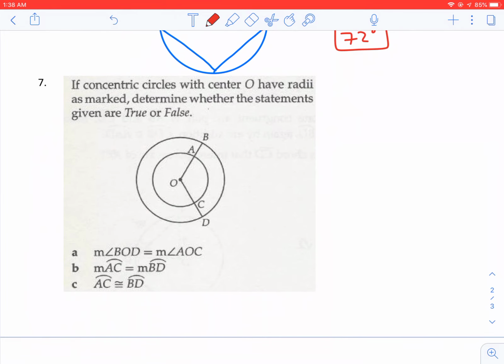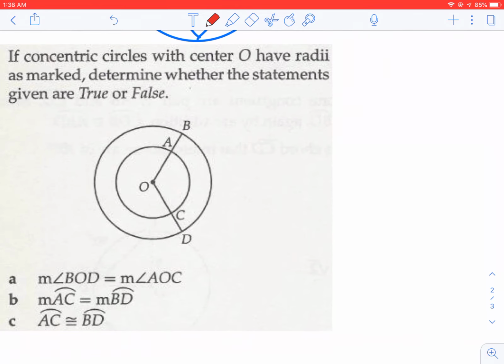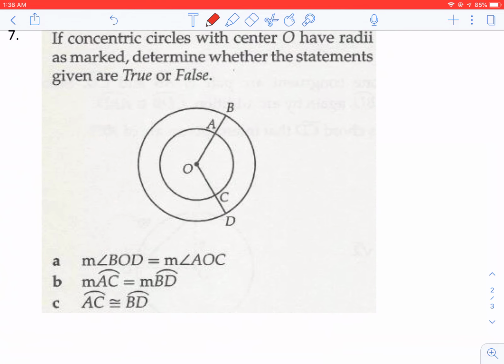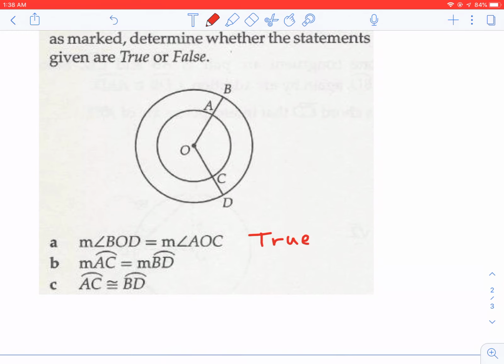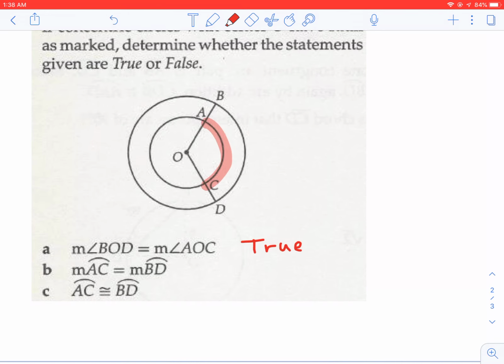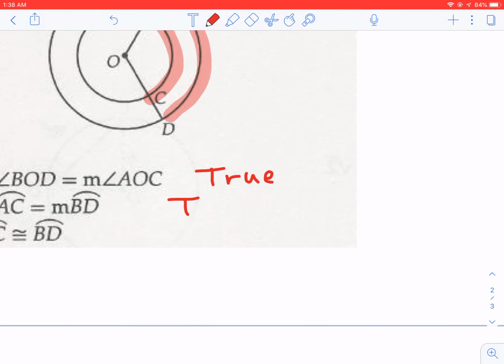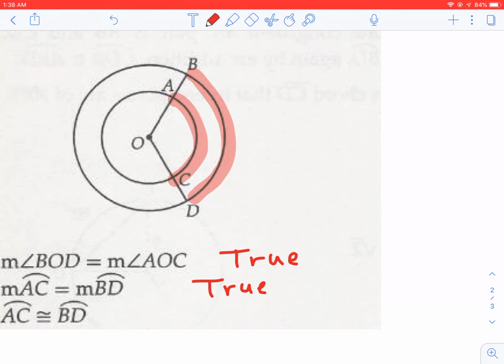Number 7, if concentric circles with center O have radii as marked, determine whether the statements given are true or false. The measure of angle BOD equals the measure of angle AOC. Yes, of course, those are the same angle, just different ways to name them. That is true. The measure of arc AC is the same as the measure of arc BD. The measure of them is the same. Yes, that is true. They are both however many degrees because they have the same central angle.